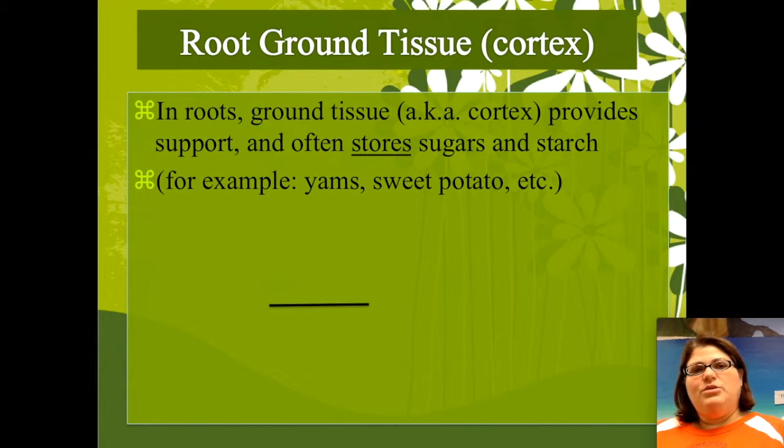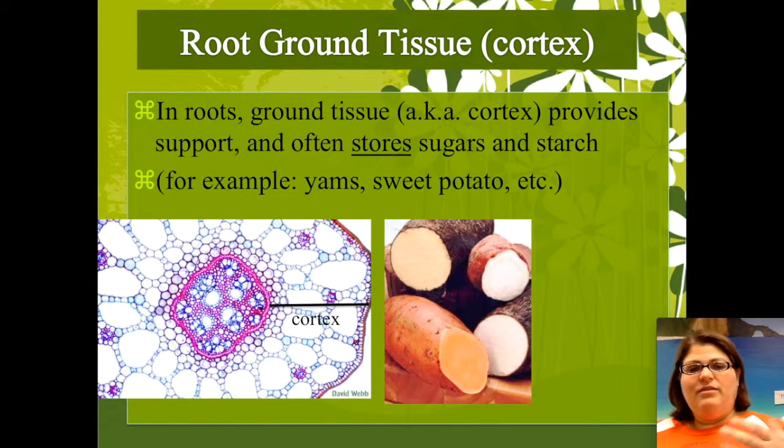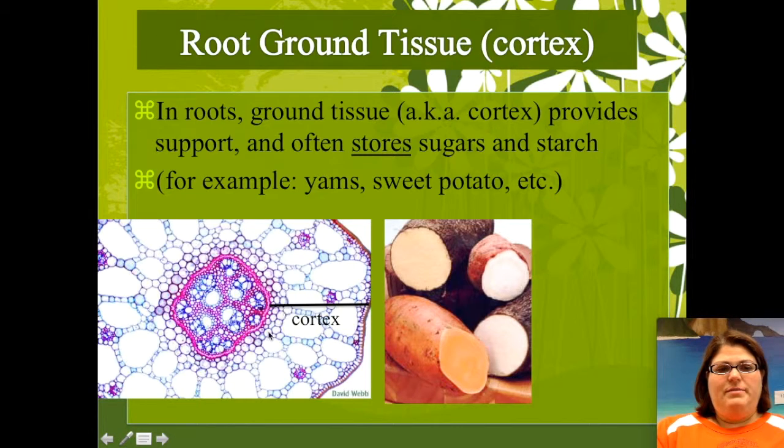Also, ground tissue helps store nutrients. So you probably have had yams or sweet potatoes or regular potatoes or carrots. Those are all high in carbohydrates because they store some of the food for the plant. Once again, the cortex is the space between the vascular bundle and the epidermis.